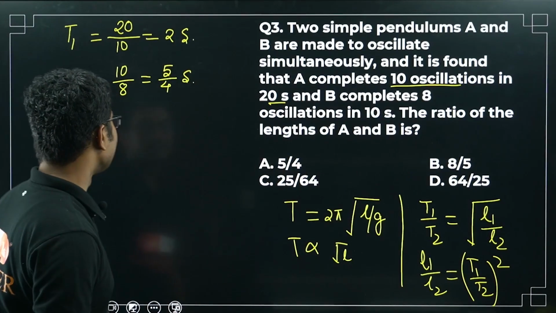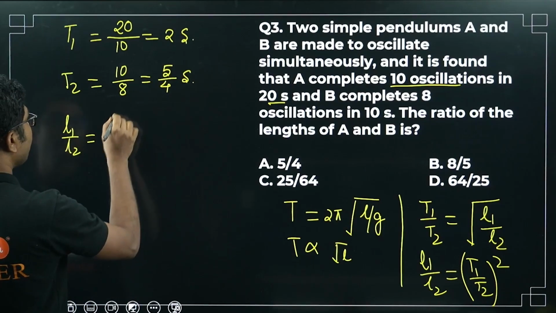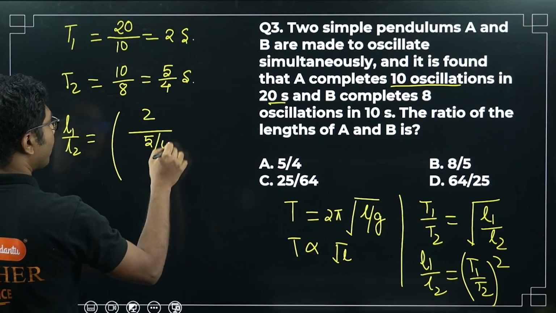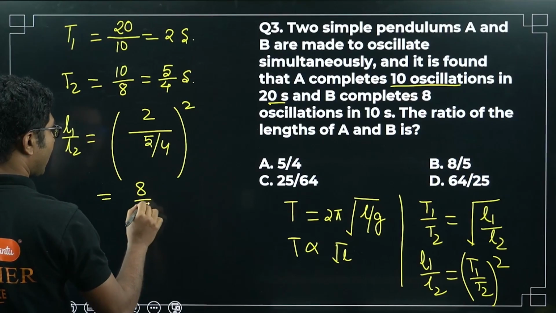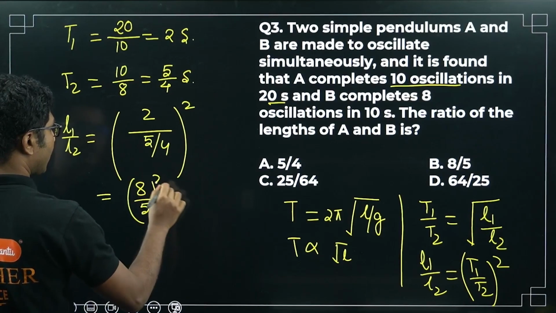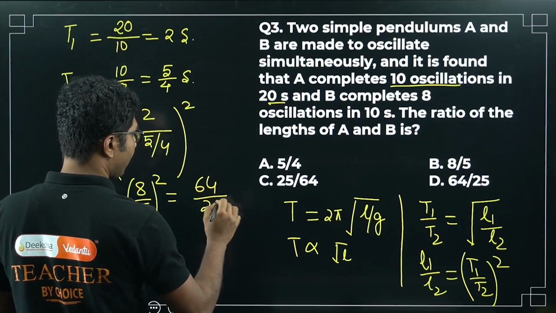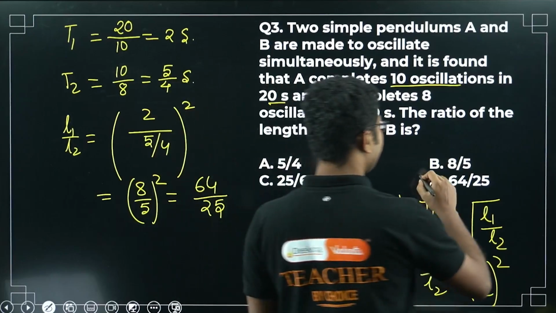As simple as that. So let's find that. So L1 by L2 equals T1 is 2, T2 is 5 by 4, whole square, or 8 by 5 whole square, or 64 by 25. Okay, so L1 by L2 is 64 by 25.